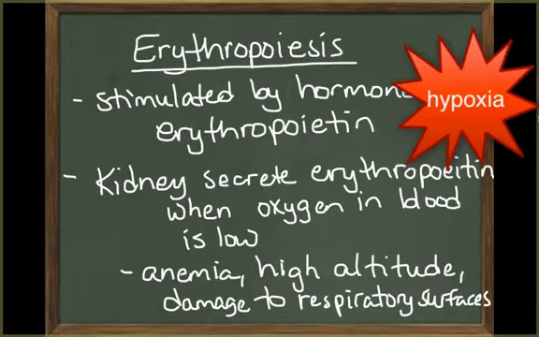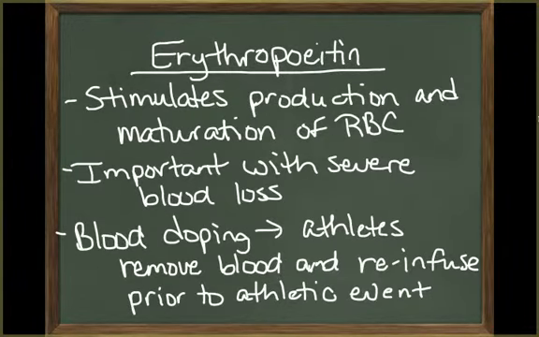Low oxygen can be caused by anemia, when blood flow to the kidneys declines, when oxygen content of air in the lungs declines, such as at high altitude, and when respiratory surfaces of the lungs are damaged. Erythropoietin will stimulate the production and maturation of red blood cells. The ability to increase the rate of red blood cell formation quickly and dramatically is important to a person recovering from a severe blood loss.